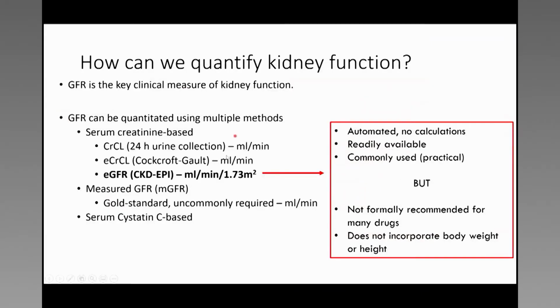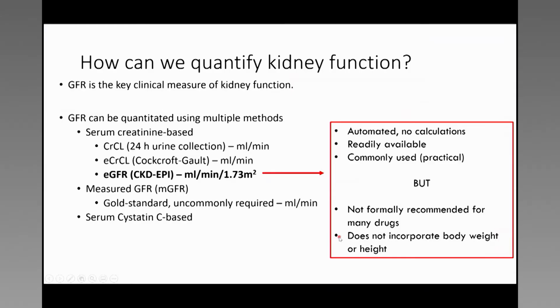The next one is eGFR or CKD-EPI. As you know, we love this for so many reasons. It's automated. Whenever we order a creatinine, we automatically get back an eGFR. Therefore, it's readily available, and it's commonly used for all of these reasons because it's very practical. But the issue with this is it's not formally recommended for many drugs. Most drugs were developed in the day when Cockcroft-Gault was used, and therefore that is the recommendation of what we use. And also, it doesn't incorporate body weight or height at all.